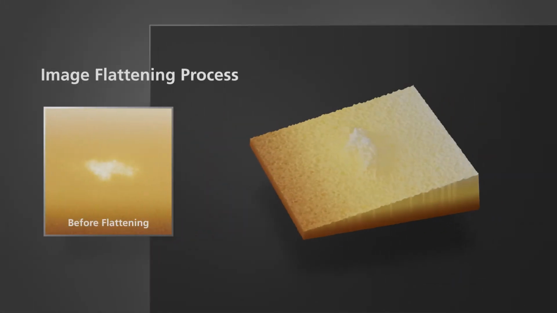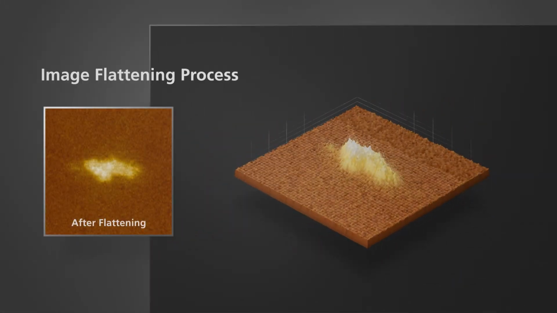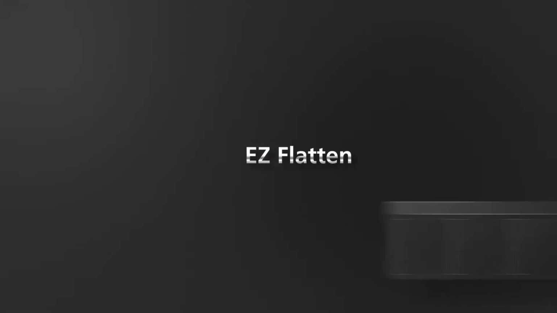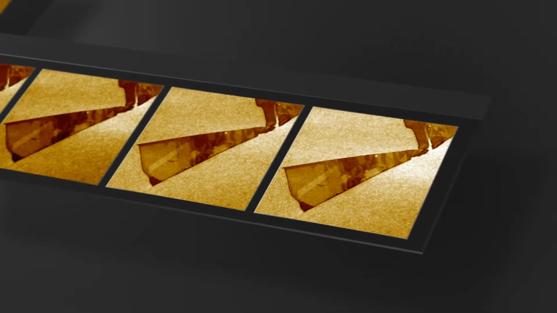The image flattening is a critical process to get accurate data, such as height and roughness. But it is a time-consuming and technically challenging process. The Easy Flatten function automatically generates optimal flattening results with a single click.